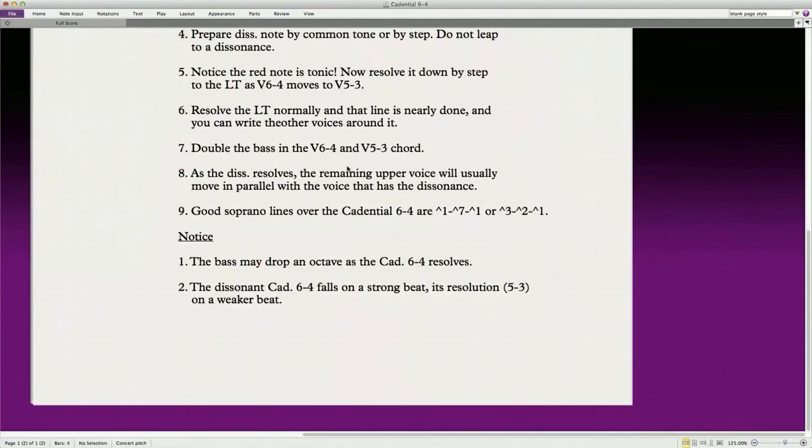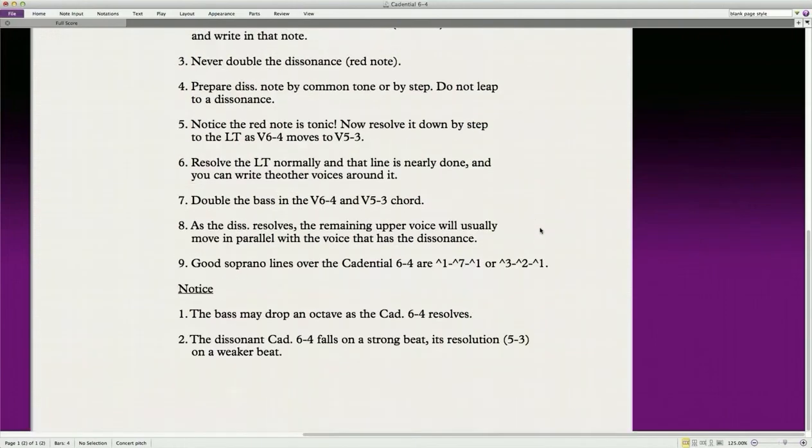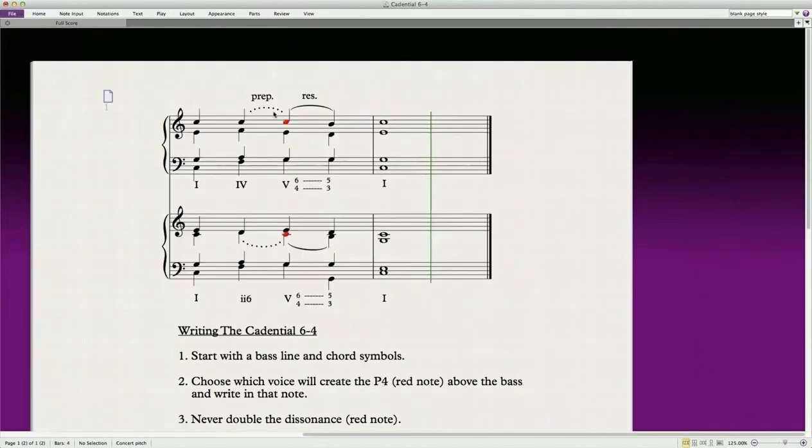A few more things we have to keep in mind. Good soprano lines over the cadential 6/4 are 1-7-1 or 3-2-1. Those work very well when you're writing these. This upper example has 1-7-1, or do-ti-do. The lower one has a soprano of mi, re, do, or 3-2-1 in soprano. Let me play this one for you in all its voices.